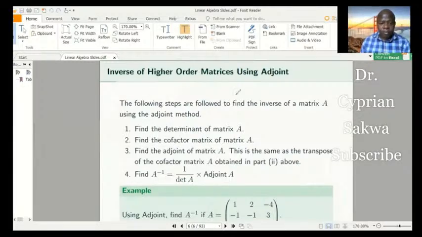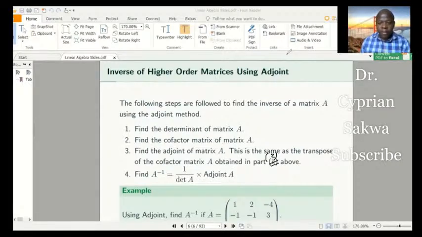So this part 2 is not this. It's part 2. So the transpose of this matrix in part 2 is the adjoint of that matrix. So once we have this adjoint, and you remember that the inverse of matrix A is 1 over the determinant times the adjoint of matrix A.